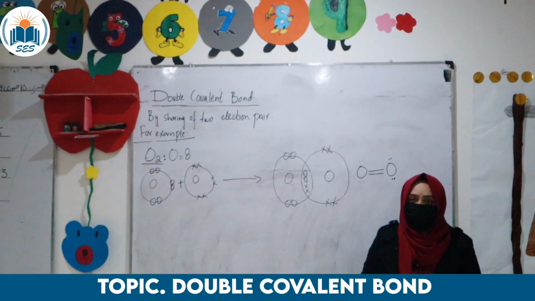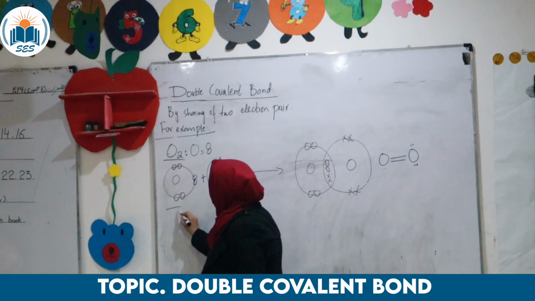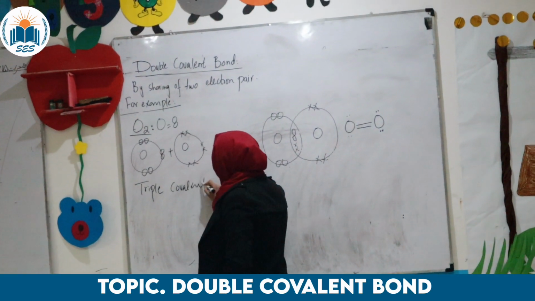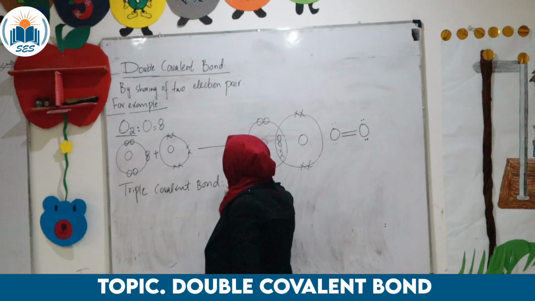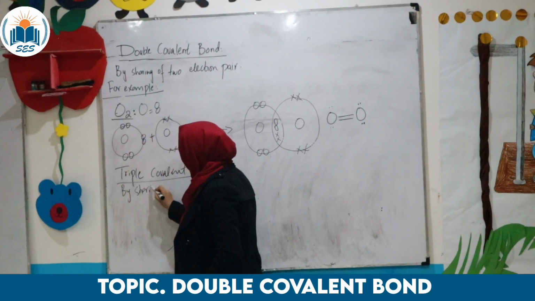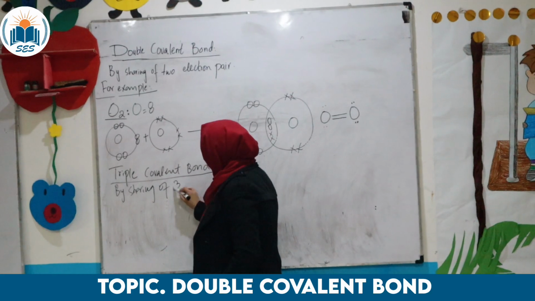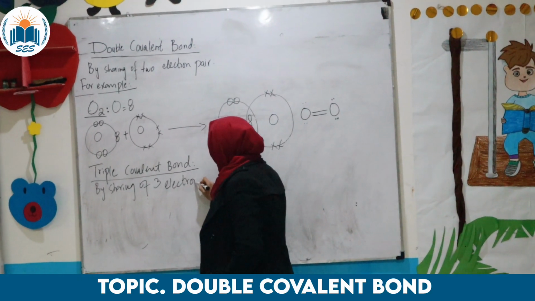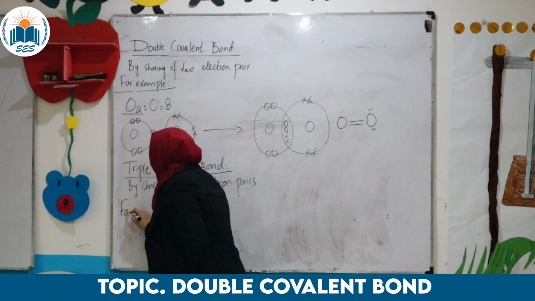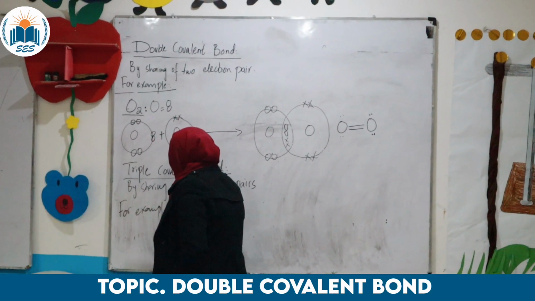Okay, another type of bond, that is the last one, the triple covalent bond. A triple covalent bond is a type of bond that is formed by sharing of 3 electron pairs. For example, bond formation in N2.